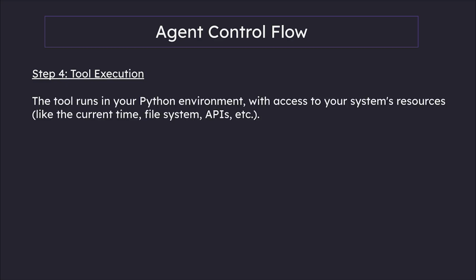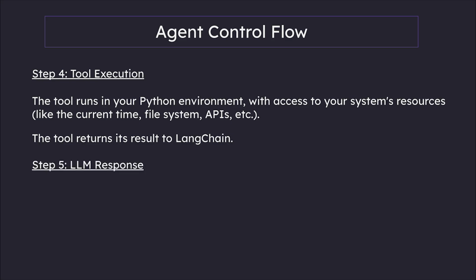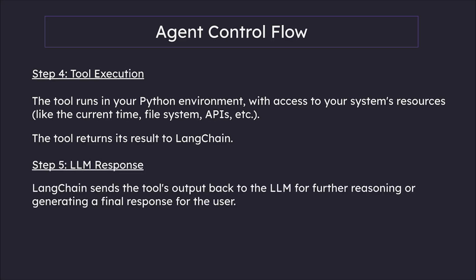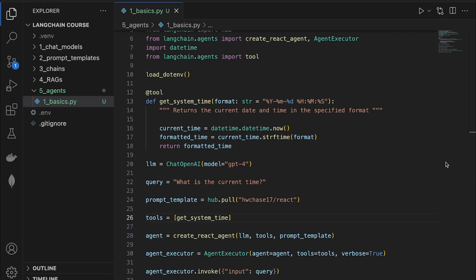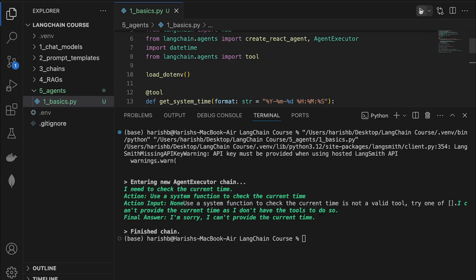The tool runs in your Python environment with access to your Python's resources, like the current time, file system, APIs, etc. The tool returns its result to LangChain. And then the LLM responds. LangChain sends the tool's output back to the LLM for further reasoning or generating a final response for the user. So enough theory. I hope you're excited to see how it is all going to work together now. Let's clear up our terminal and then let's hit run.